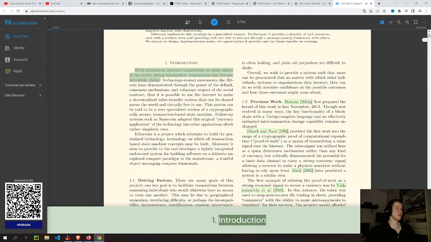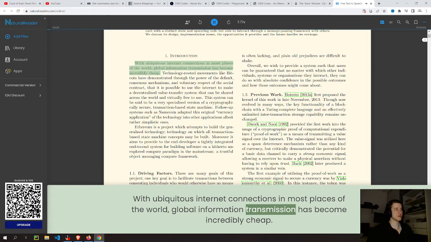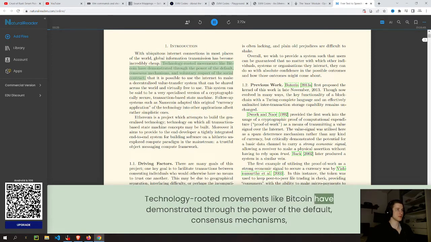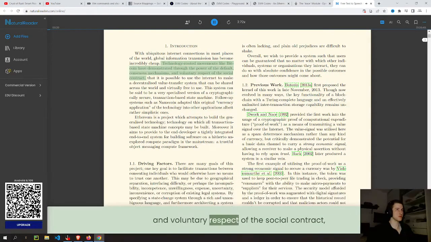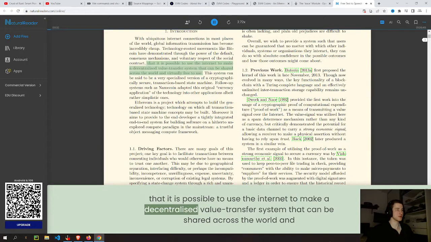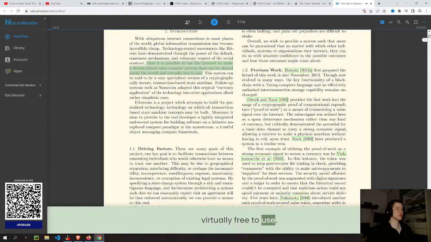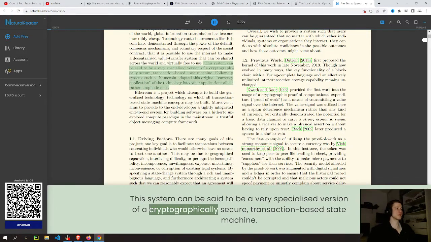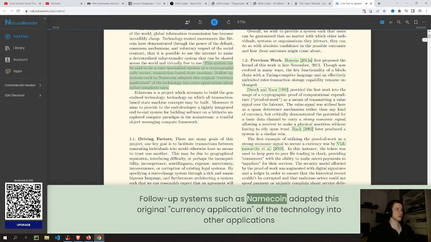1. Introduction. With ubiquitous internet connections in most places of the world, global information transmission has become incredibly cheap. Technology-rooted movements like Bitcoin have demonstrated, through the power of the default, consensus mechanisms, and voluntary respect of the social contract, that it is possible to use the internet to make a decentralized value transfer system that can be shared across the world and virtually free to use. This system can be said to be a very specialized version of a cryptographically secure, transaction-based state machine. Follow-up systems such as Bitcoin adapted the original currency application of the technology into other applications, albeit rather simplistic ones.